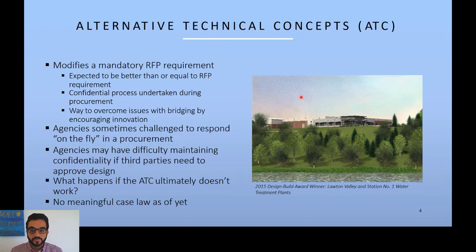The second aspect of procurement liabilities is ATCs, alternative technical concepts. We covered that before, but an ATC is a way to modify a mandatory RFP requirement. It's expected to improve the value to the owner by doing that change, and it also helps with overcoming issues with the bridging documents and encourages innovation.